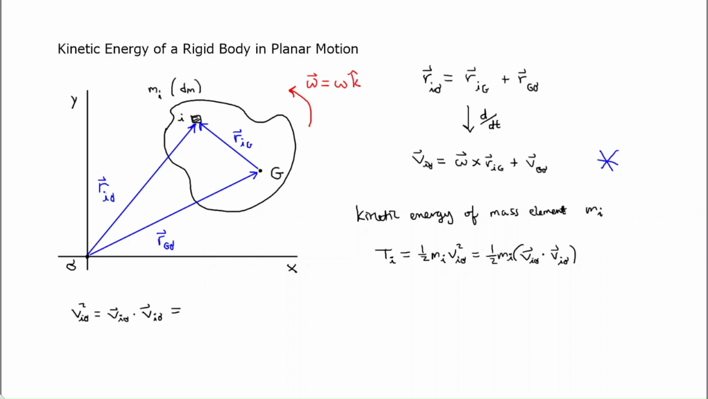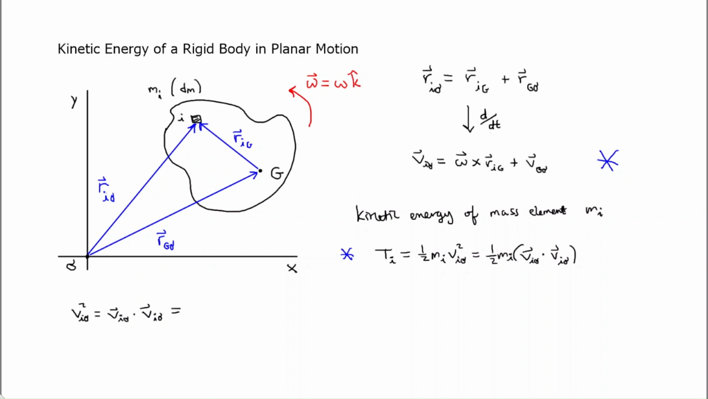So if you've seen those other videos, you probably recognize the scheme here, the diagram. And the kinetic energy of this mass element, I. A lot of engineering books use T for kinetic energy, capital T. So T sub I is 1/2 m sub I times V sub IO squared.